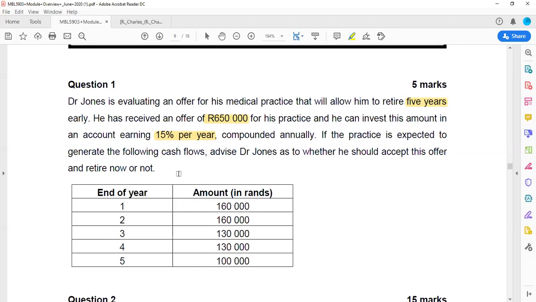So now we've been given a scenario in which someone is being offered a sum of money for their asset, right? They're being offered a sum of money for their asset, but they expect the asset to give them these cash flows, and they can invest this money in an account earning 15% per year compounded annually. Okay, so I want us to solve this problem as we finish the class. Let me just explain what's happening here.